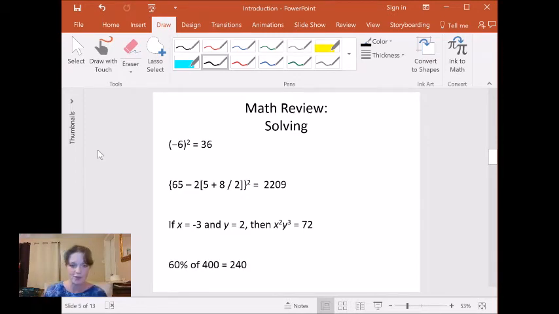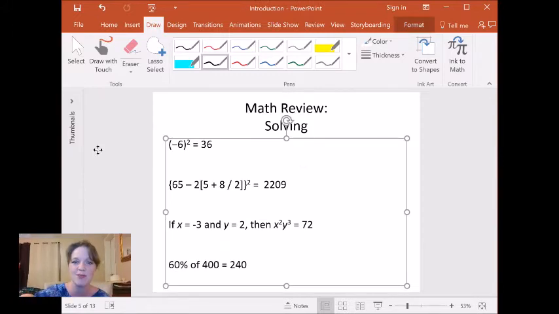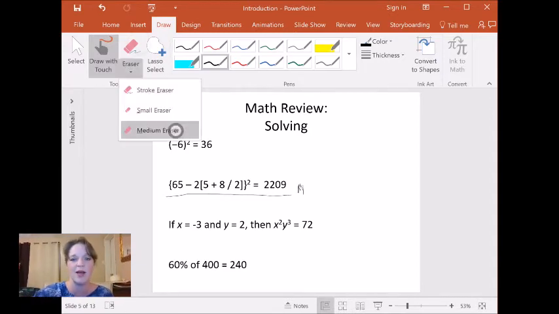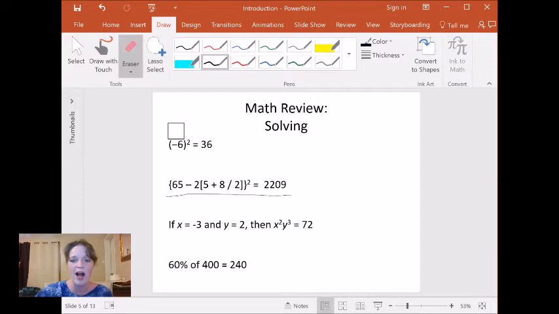So the next one here, I'm looking at this one right here. How do I attack a problem like this? Well, I'm going to start with parentheses, because don't forget, please excuse my dear Aunt Sally. I'm going to start with the innermost parentheses, and so I'm doing 5 plus 8/2. And because 8/2 is division, I'm going to do that one first.